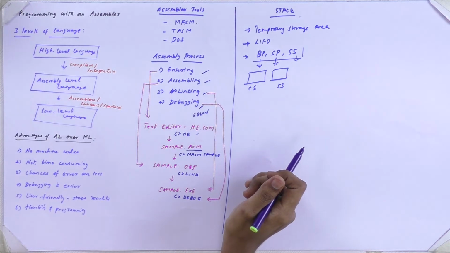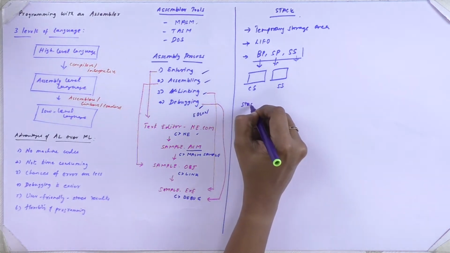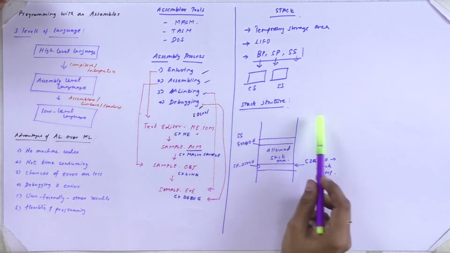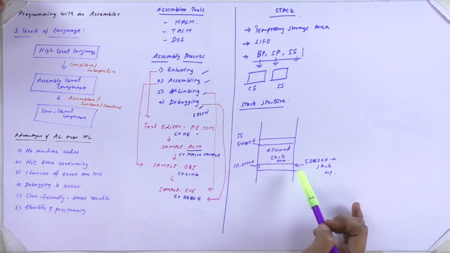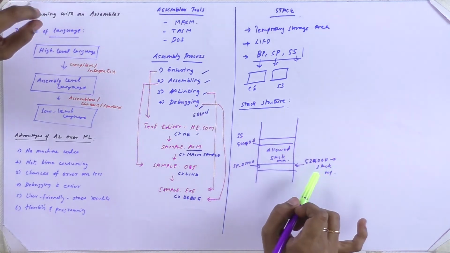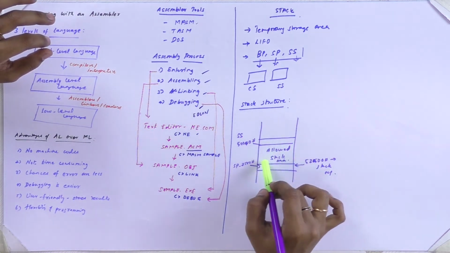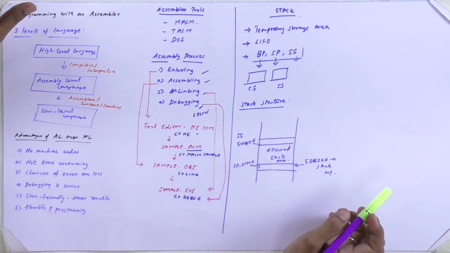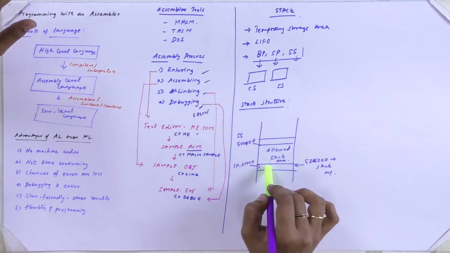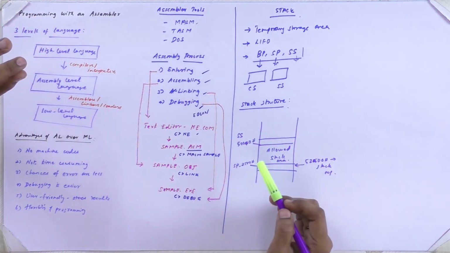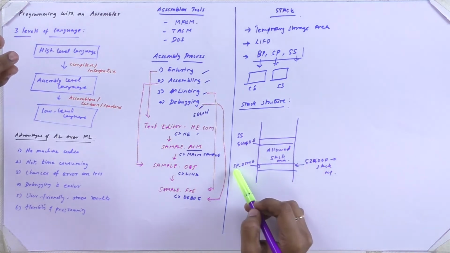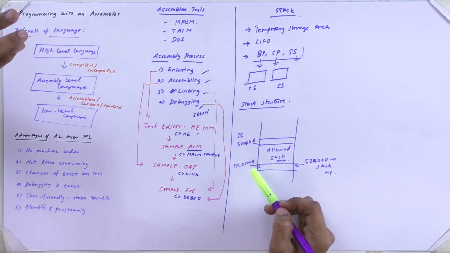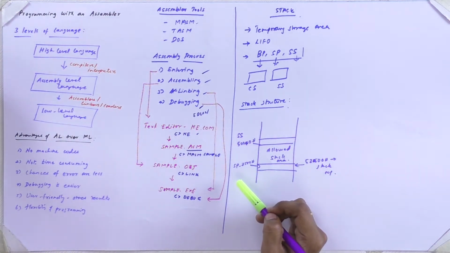Now let us discuss the stack structure. This is the stack structure of the 8086 microprocessor, and this part refers to the allowed stack area. Whenever the processor wants to access the stack area, it uses the stack segment register value and the stack pointer. The stack pointer is the offset address value, which refers to the displacement from the base address of the stack segment.